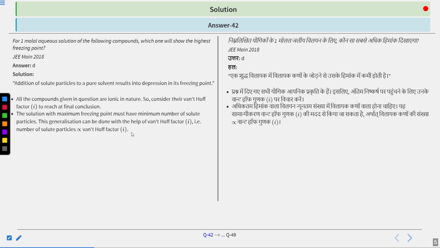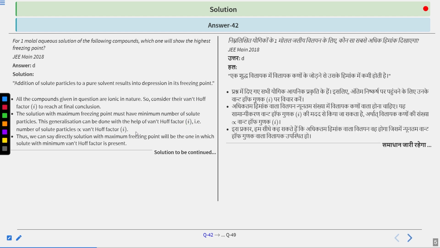So this generalization can be done with the help of the Van't Hoff factor i, that is, the number of solute particles, which is directly proportional to i. So from that we can say that the solution with maximum freezing point will be the one with the minimum Van't Hoff factor. We can just conclude all of this and say it directly.